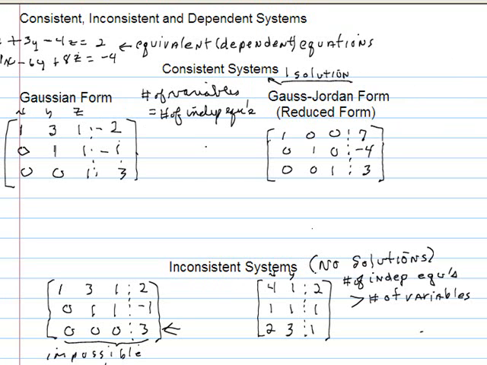An inconsistent system, on the other hand, has no solutions at all. And then the third classification would be dependent systems, which have infinitely many solutions.